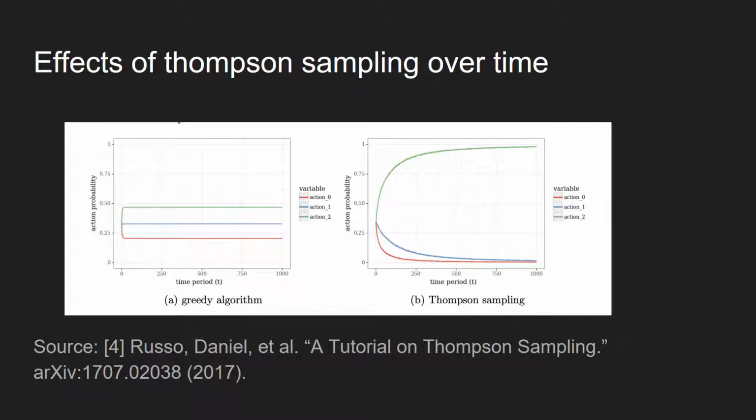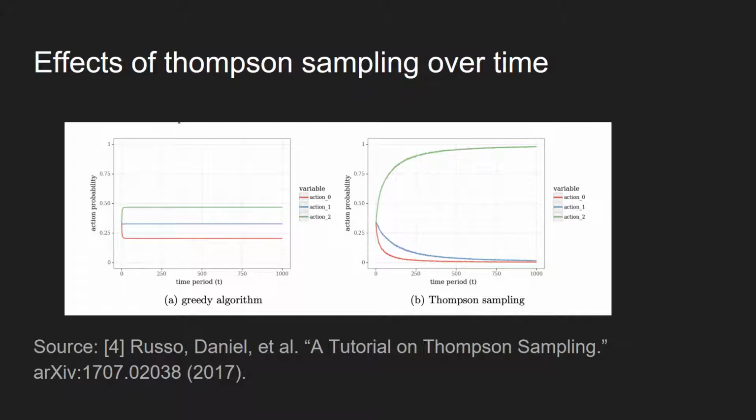a space which has three possible actions, and the green action is the best possible action you could ever take in that system. So as you can expect, greedy immediately chooses the best possible action and sticks to it and doesn't change. But at the same time, it still has a possibility of around 25% of choosing either the red or the blue action even as time progresses.